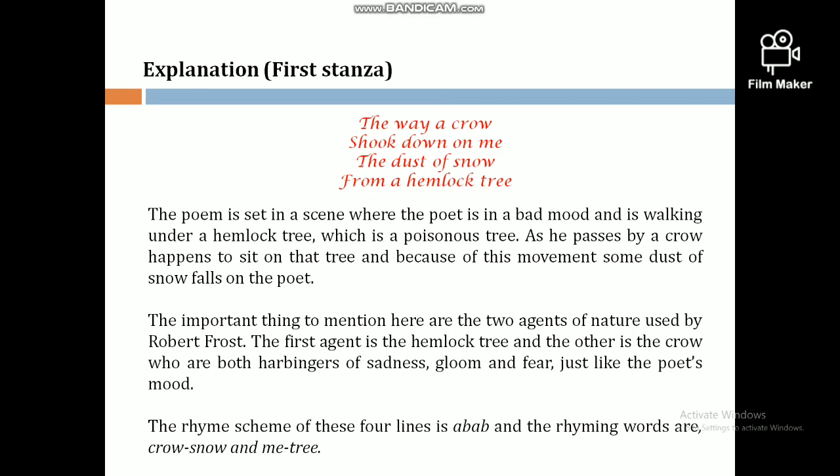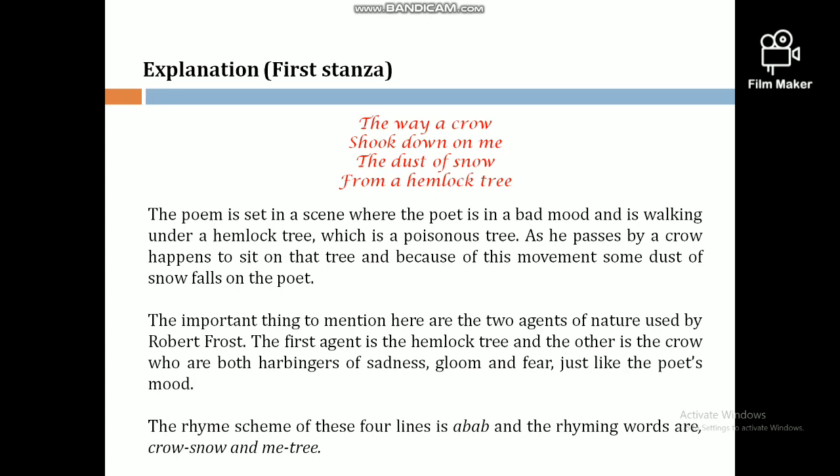The important thing to mention here is that the two agents of nature used by Robert Frost, one is the hemlock tree and the other is the crow, and both are the harbingers of sadness, gloom and fear, just like the poet's mood at present. And the explanation here is the way a crow shook down on me. The poet, as I said, is in a bad mood, and he's moving under this hemlock tree, and suddenly a crow perches on the branch of that hemlock tree, which is covered with the dust of snow, and because of this action, a dust of snow falls on the poet.